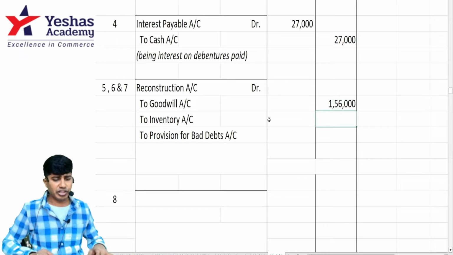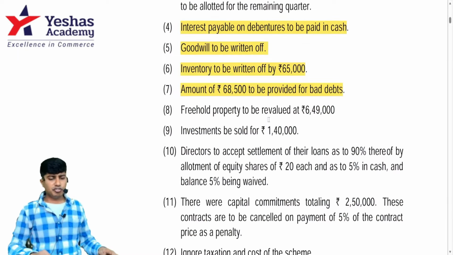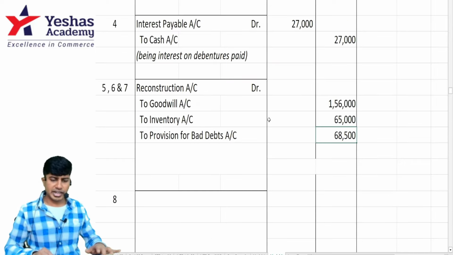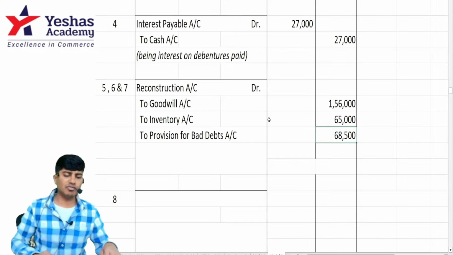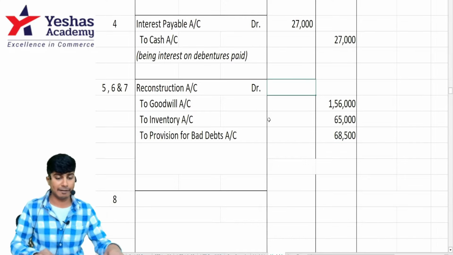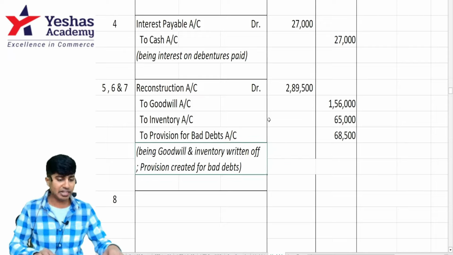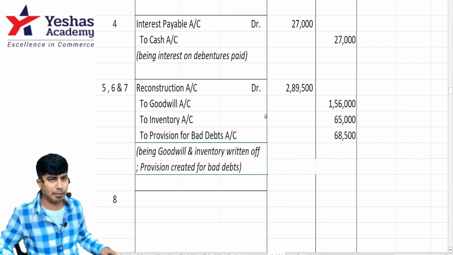Written down by 65. Okay, credit 65. Provision for bad debts is to be created at 68. That also is created. Take the total 156 plus 65 plus 68,500. 2,18,500 is debited to reconstruction or capital reduction account.